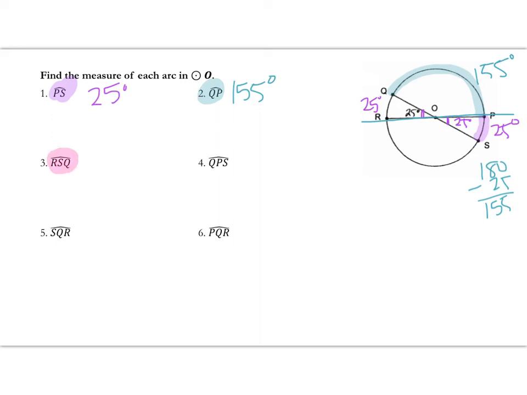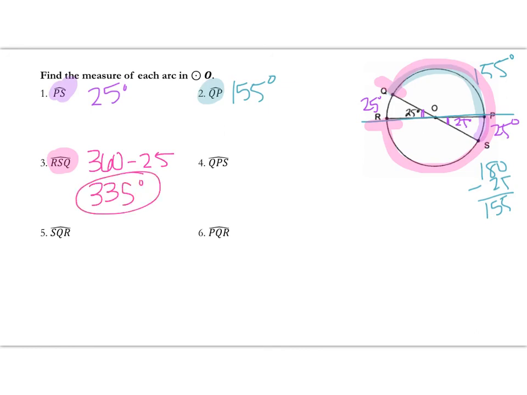And then RSQ. RSQ says I have to start at R, go to S first, all the way around on the outside before I can stop at Q. So it's that whole pink section there. To find that section, I'm going to have to do 360 minus the section we don't want, the 25, and that would give me that that section is 335 degrees.